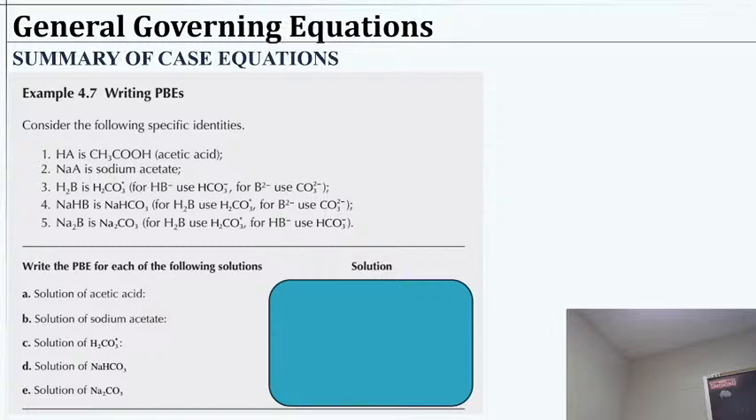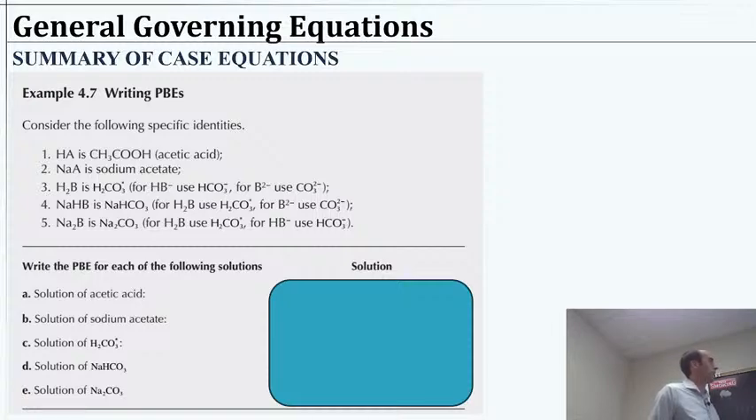For a moment, we're going to say, though, that HA is going to be acetic acid. NaA would be sodium acetate then. H2B is going to be carbonic acid. HB minus is then bicarbonate. B2 minus is carbonate. NaHB, sodium bicarbonate. Na2B is then sodium carbonate.